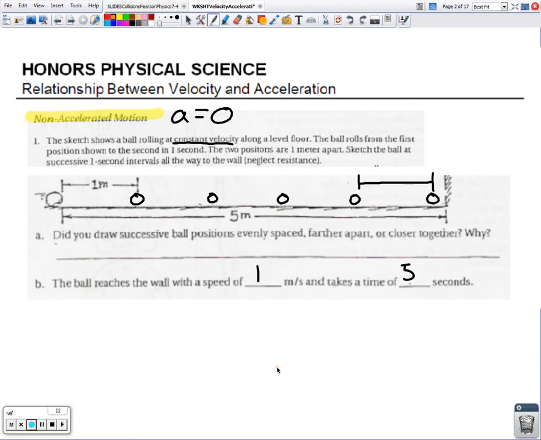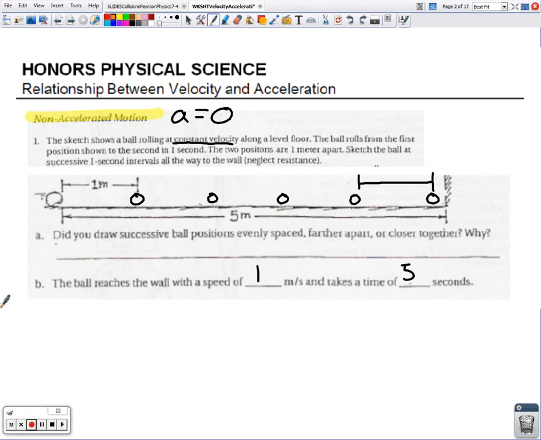We started off with non-accelerated motion, where the acceleration is equal to 0. We said that that requires what? If it's non-accelerated motion, what has to be true? Constant velocity. If it's constant velocity, it can't be getting faster, going slower, or changing direction. None of those things. And we can tell this is constant velocity because in our pictures, we have nice regularly spaced intervals.